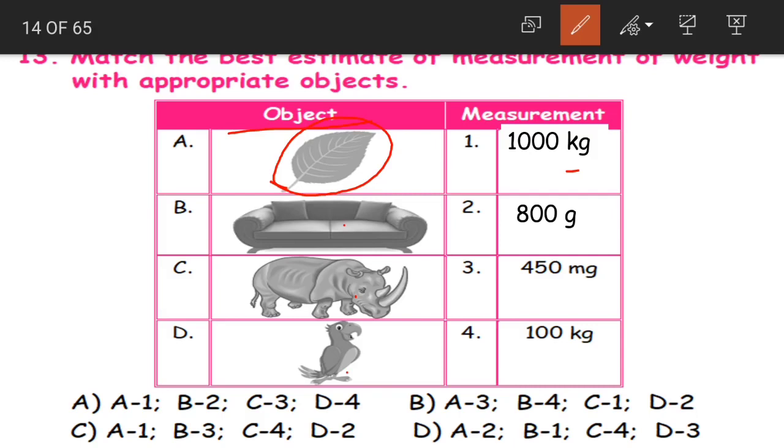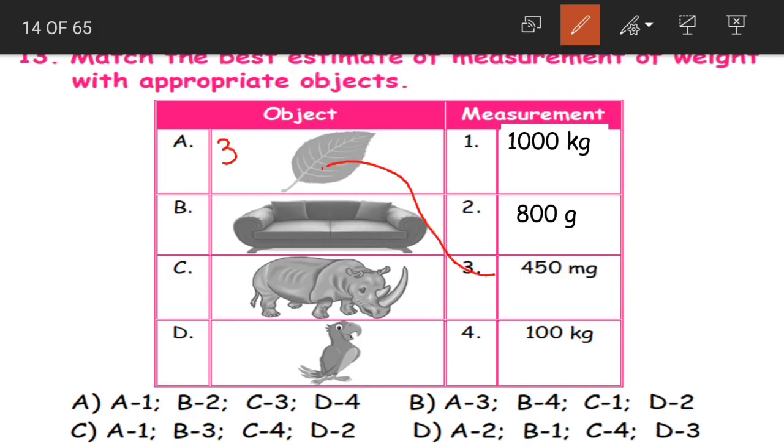Now from the given options we are having kilograms, grams and milligrams. Which is used to measure the lighter objects, that is the least? Which is the least among these? The least one is milligrams. So the object leaf can be matched with 450 milligrams. Is this clear? Leaf is the lightest object with the least weight, and from the given measurements 450 milligrams is the least measurement. So we are matching the leaf with 450 milligrams. So A is done here.